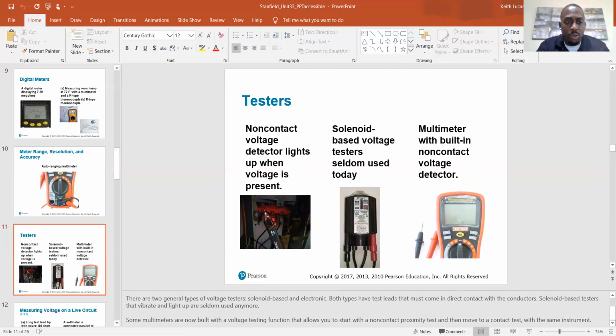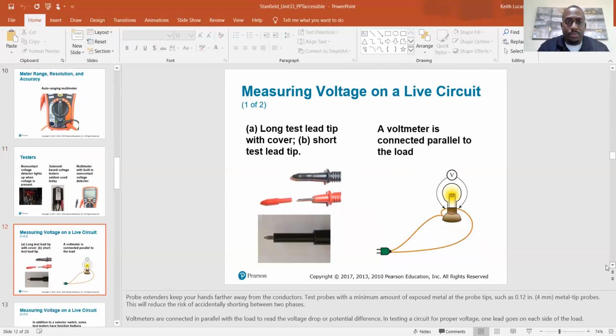So there are two general types of voltage testers, solenoid-based and electronic. Both types have test leads that must come in direct contact with the conductors. Solenoid-based testers that vibrate and light up are seldom used anymore. Some multimeters have now built in a voltage testing function that allows you to start with a non-contact proximity test and then move to a contact test with the same instrument. So that's kind of what I just demonstrated. My meter has a built-in non-contact voltage detector.